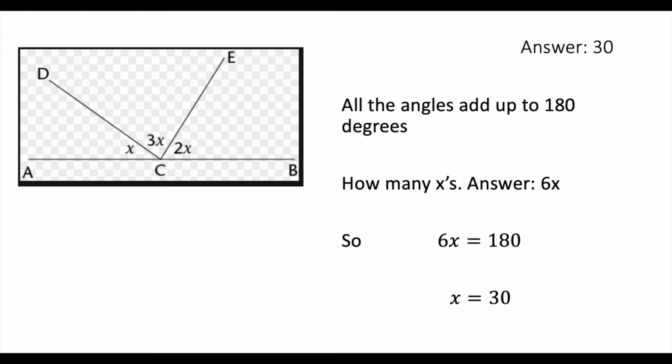Finally, angles on a straight line. These all add up to 180. You should know that. How many x's? We've got 6. So 6x equals 180, x equals 30.